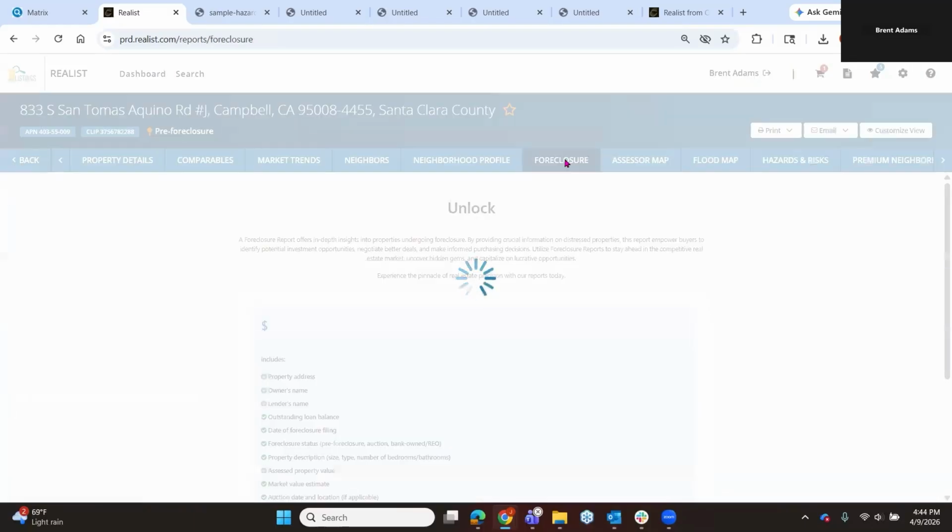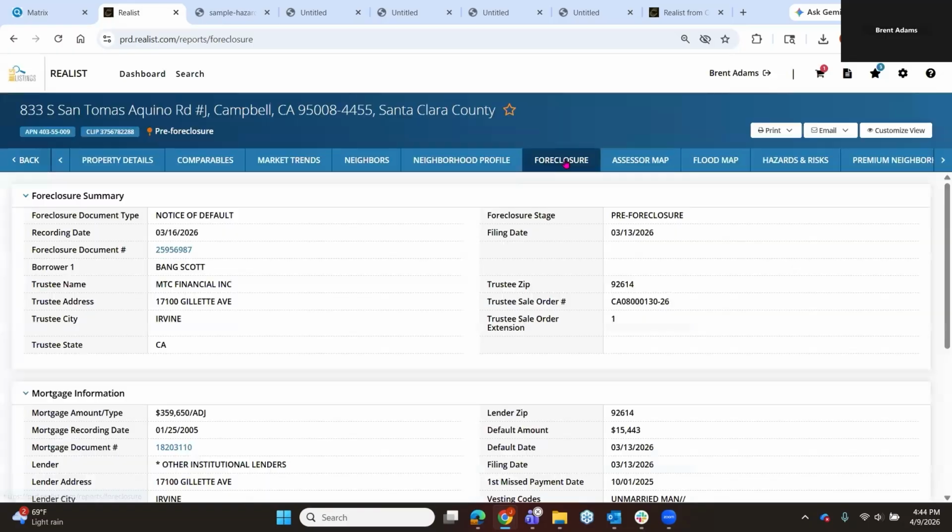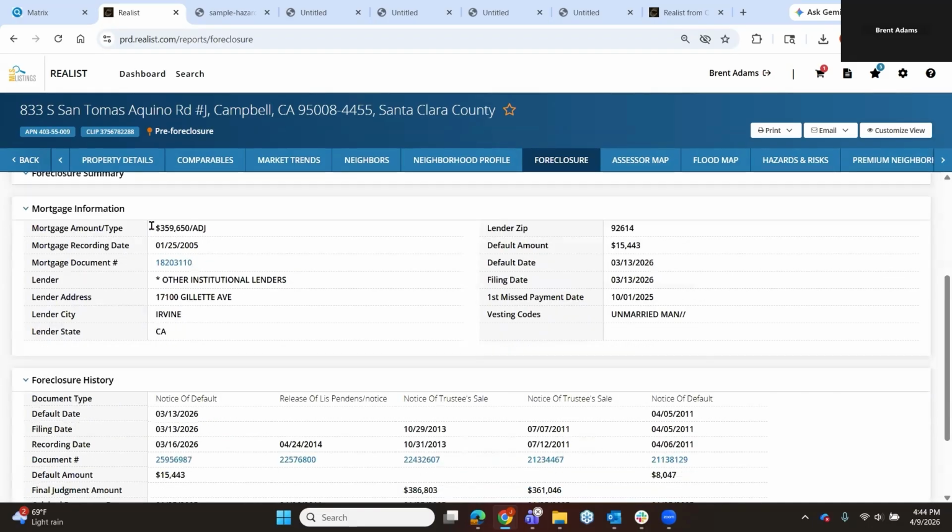This has been collected from a document. In this case, in California, it's a notice of default. So this is what we call pre-foreclosure. Someone's not paying their mortgage quite yet. And we've got all the information about the trustee information. We have got all the information about the mortgage that's not being paid. It's an adjustable rate mortgage that was taken out back in 2005.